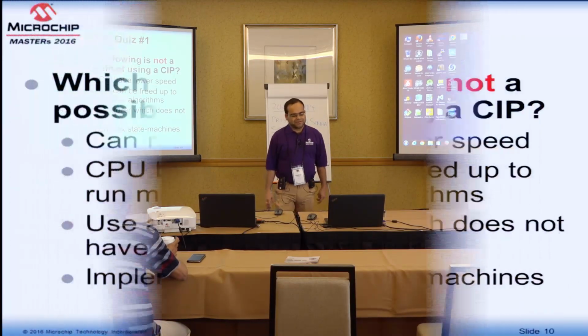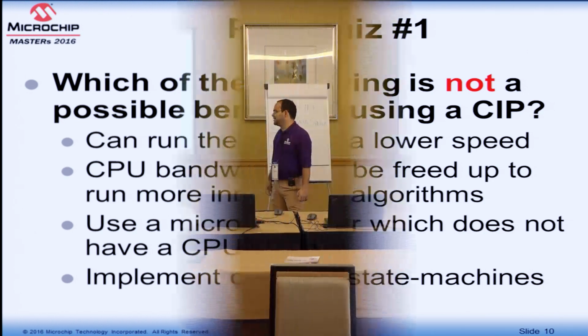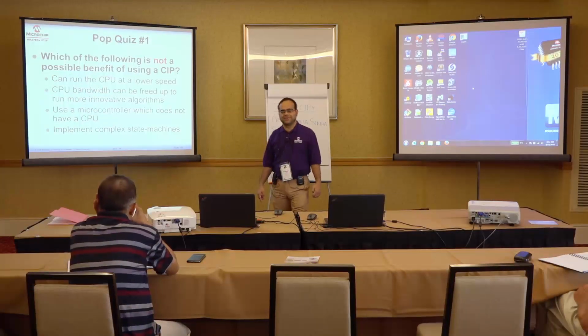So before we move on to specific peripheral modules, here is a pop quiz. Which of the following is not a possible benefit of using a CIP? You can run the CPU at a lower speed, or CPU bandwidth can be freed up to run more innovative algorithms, or you can use a microcontroller which does not have a CPU. Yep. Or implement complex state machines. The answer is number 3, use a microcontroller which does not have a CPU.